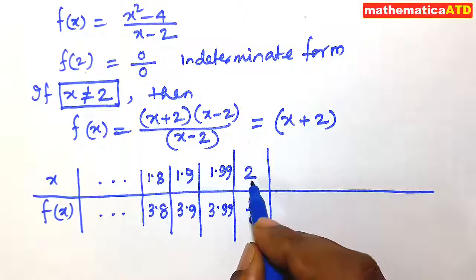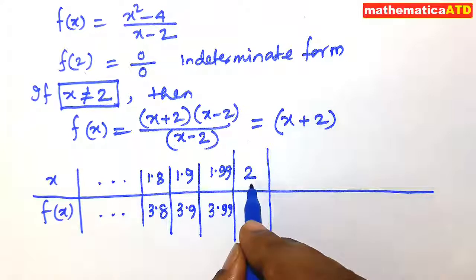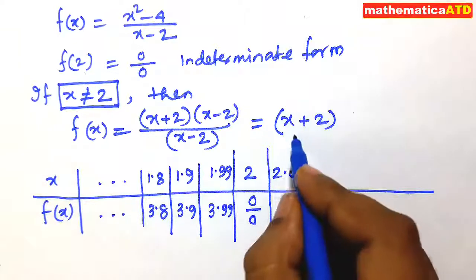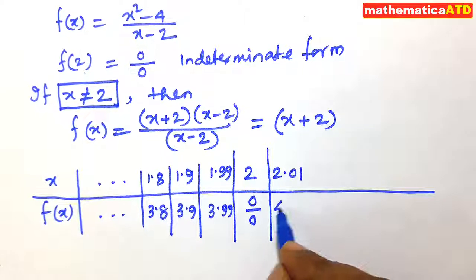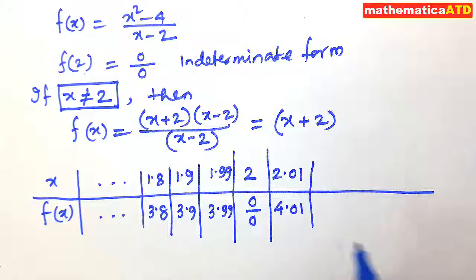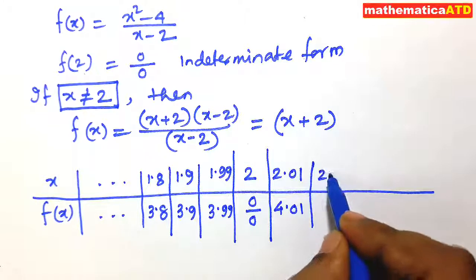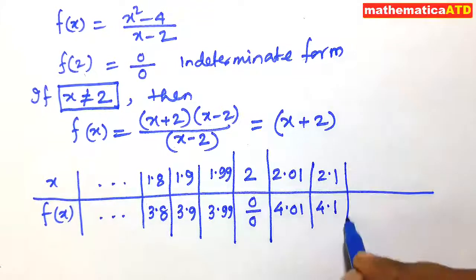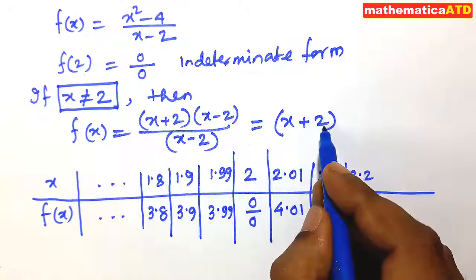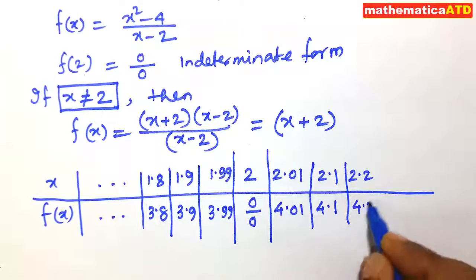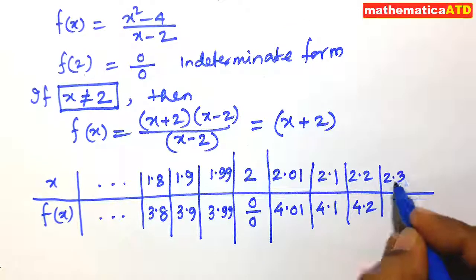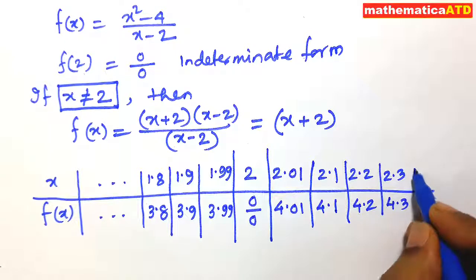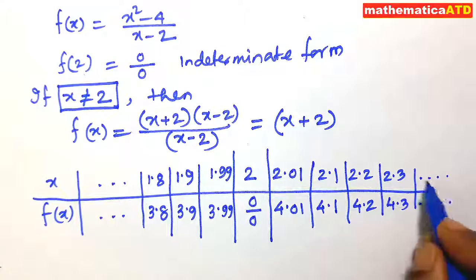We take values of x more than 2, say 2.01. So we shall get 2.01 plus 2 is equal to 4.01. We take other points, say 2.1. So 2.1 plus 2 is equal to 4.1. Maybe take 2.2. So 2.2 plus 2 is equal to 4.2. Take say 2.3. So 2.3 plus 2 is equal to 4.3, and in this way the numbers are increasing as x increases.